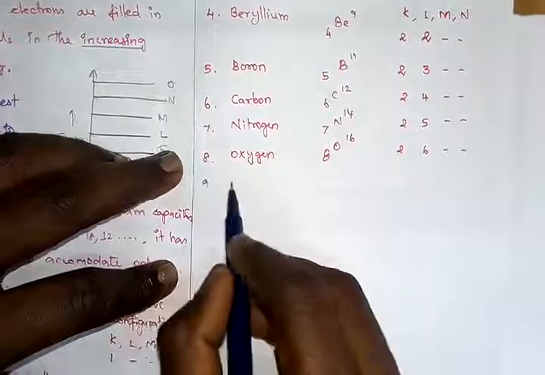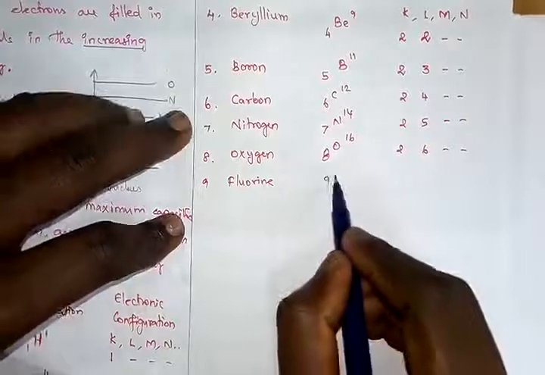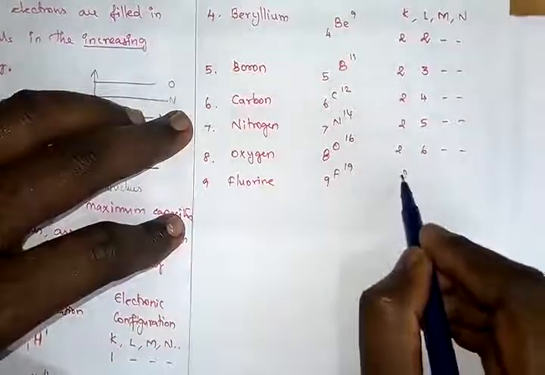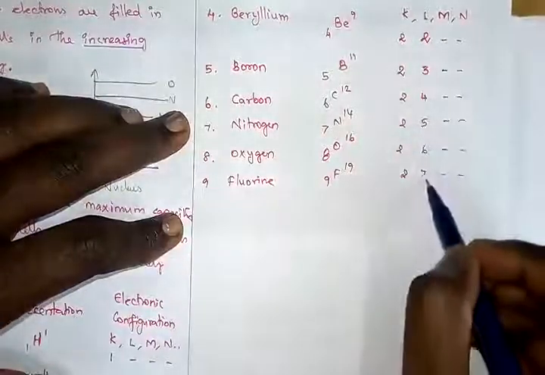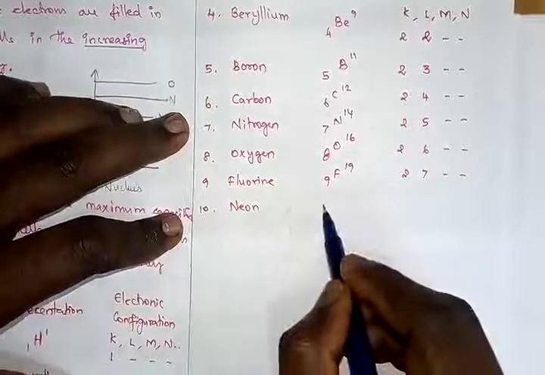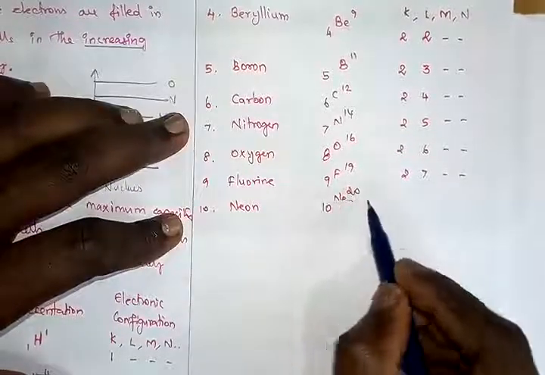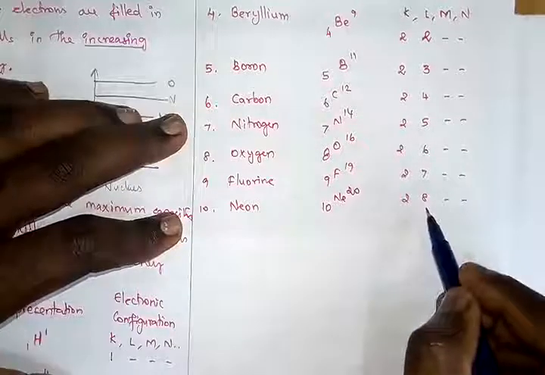Then it will go to the 9th one, that is fluorine, 9F19, which is 2 comma 7, right? 2 in the K shell, 7 in the L shell. The 10th one is neon, that is 10Ne20, that is 2 comma 8. So up to 8 electrons we filled with neon.